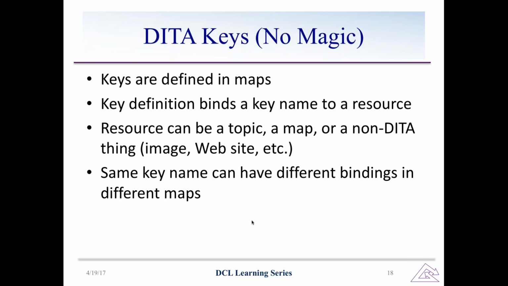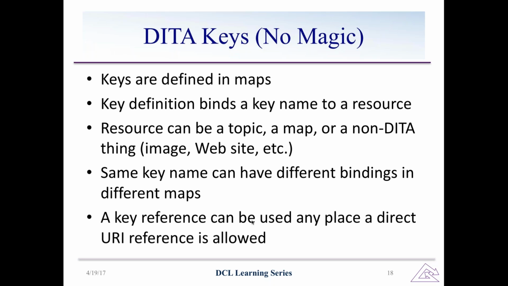Right? And of course, the same key name can have different bindings in different maps. Right? And that's an essential feature of this indirection and why we have this facility, right? And certainly with DITA 1.3, a key reference can be used any place that a direct URI reference is allowed. So basically, any place that I've authored a direct URI reference, as a cross-reference, as a content reference, as a topic reference, I can replace that with an indirect key reference and get the same published result.